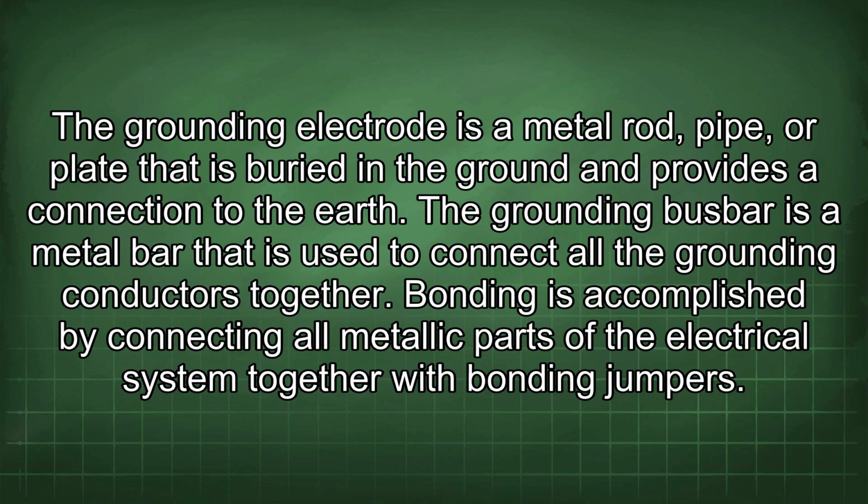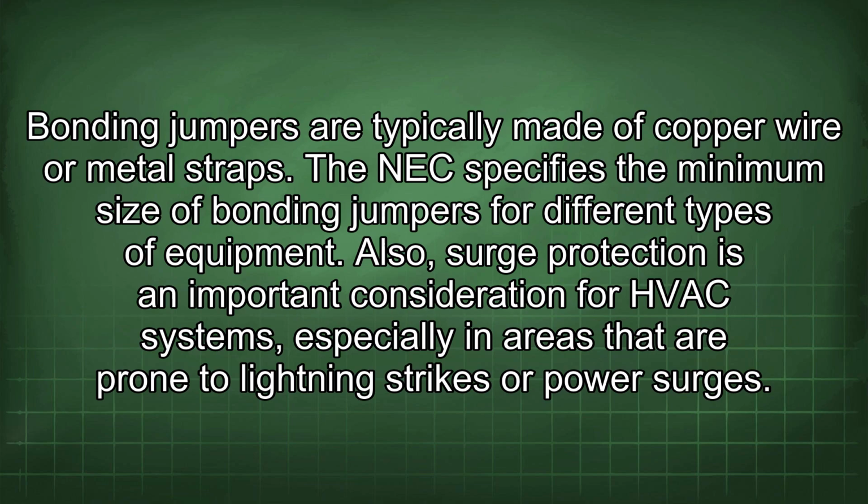Bonding is accomplished by connecting all metallic parts of the electrical system together with bonding jumpers. Bonding jumpers are typically made of copper wire or metal straps. The NEC specifies the minimum size of bonding jumpers for different types of equipment.